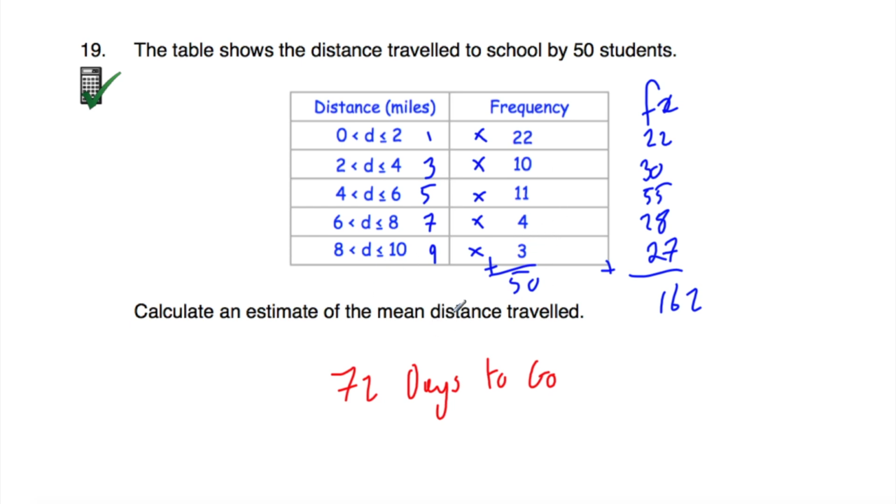And then we want to find the estimate of the mean. Well, that's going to be the total divided by the total frequency. So 162 divided by 50 will give us the mean distance travelled to school. So 162 divided by 50 is equal to 3.24 miles. And that's it. And if you got that, well done.